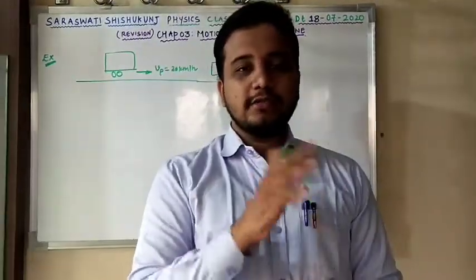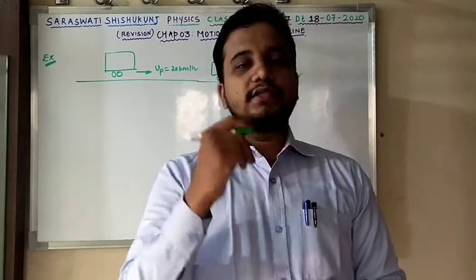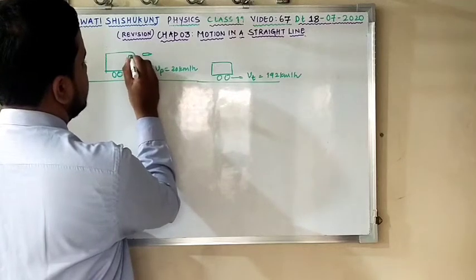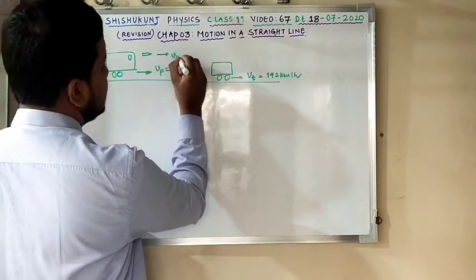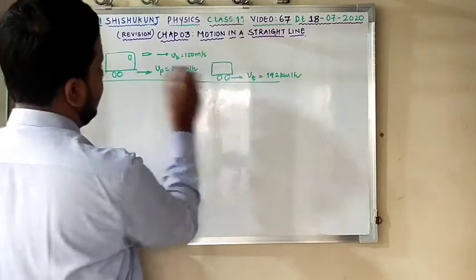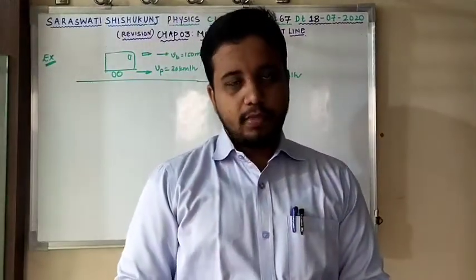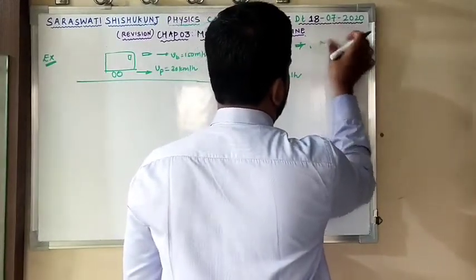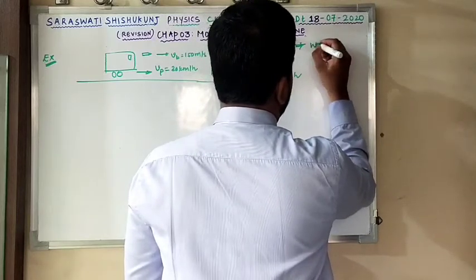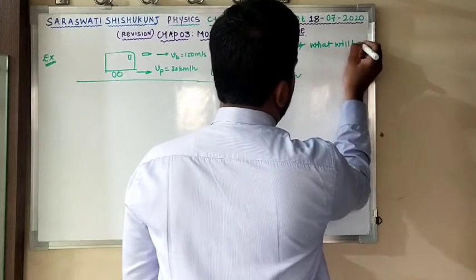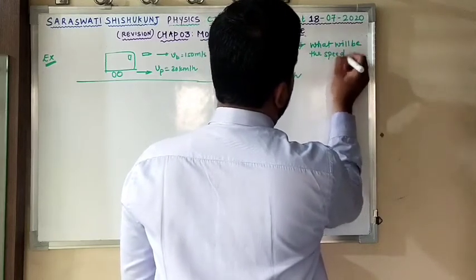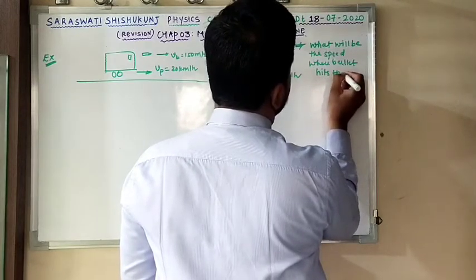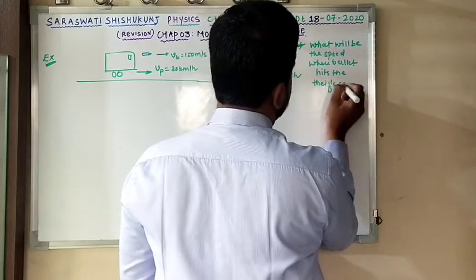Now what happens? In order to catch this thief, the police from the van fires a bullet at the thief's car. So the bullet is being fired from this police van, which has a muzzle speed of 150 meter per second, and it is heading in the same direction as that of the police van. Now they are asking what will be the speed of the bullet when the bullet hits the thief's car. Clear? This is the question to you.